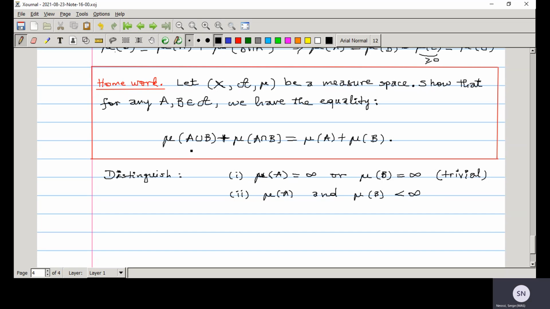Why am I saying that it's trivial? If either mu A or mu B is infinity, the left-hand side is infinity. Why? A or B will be contained in the union, meaning that mu A or mu B will be less than or equal to mu of the union, which is infinity. Okay, that one is also correct.